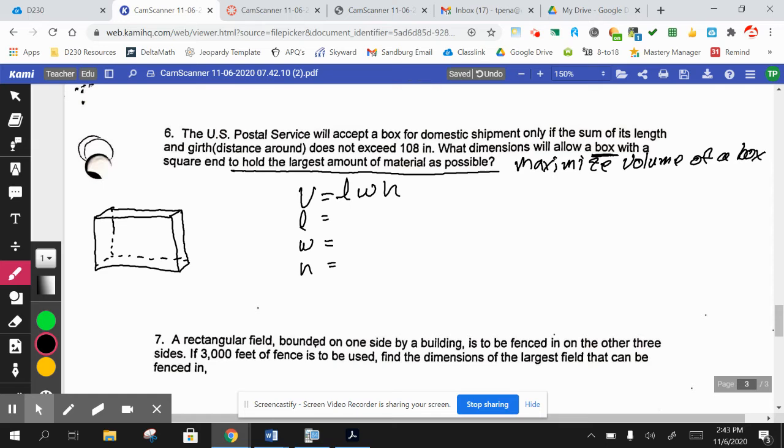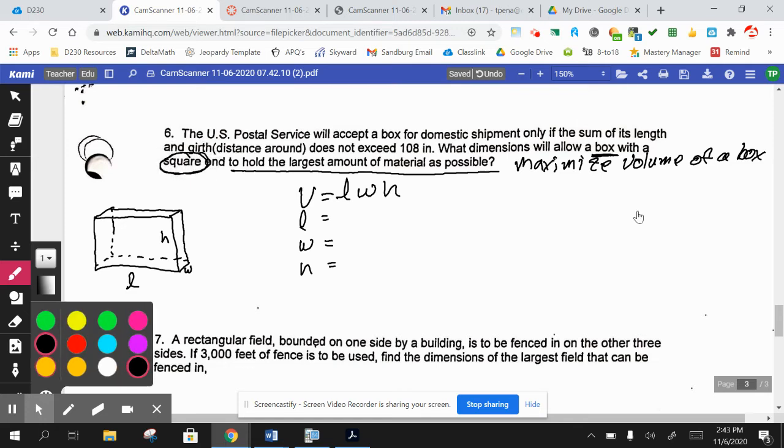What we were told is that this is going to be a square end. So what that allows us to do, when we go to label these, first, actually, let's call this our length, that's our height, and then this here would have to be our width. The fact that we're going to have a square end means that the length around this here, that's our square end. And if it's a square, then our height and our width have to be the same. So the H and the W have to be the same.